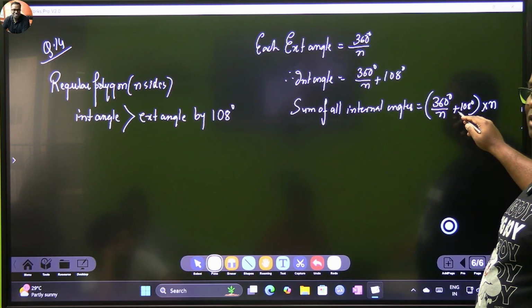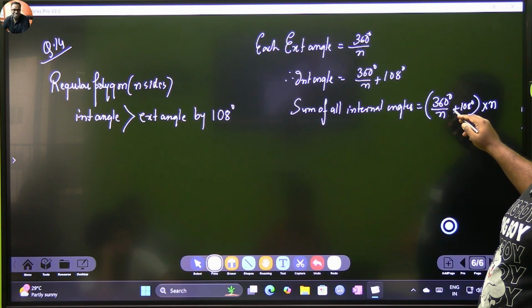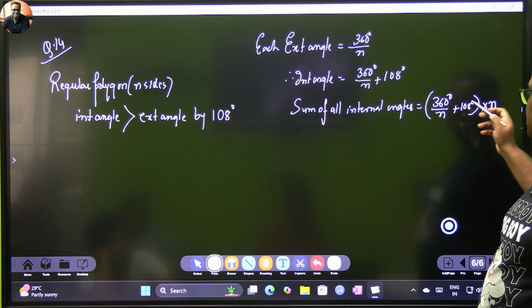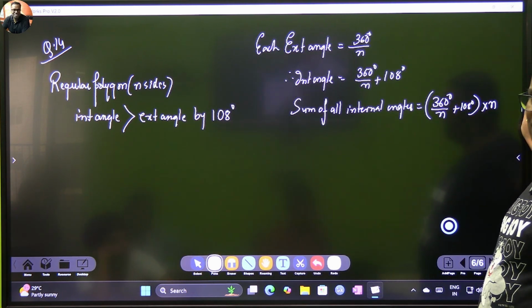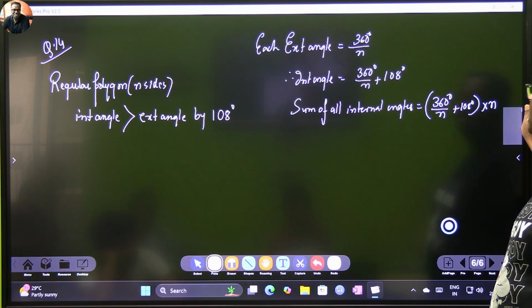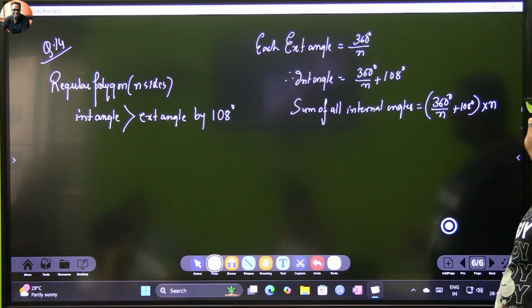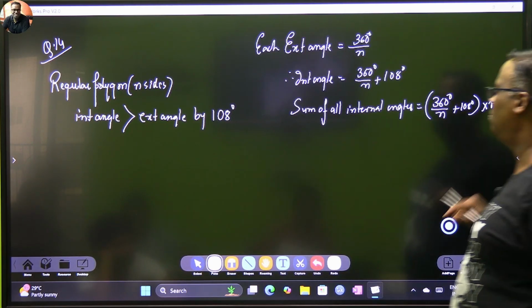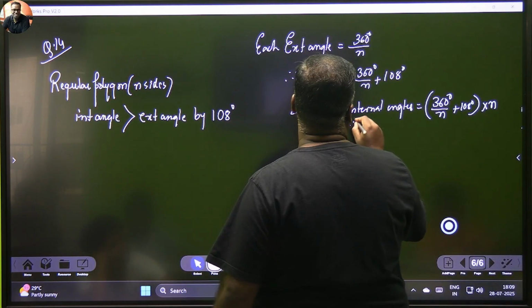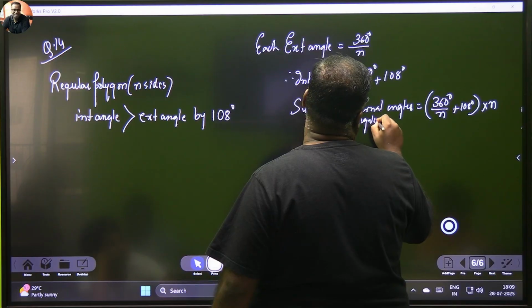If each angle of a regular polygon is 60, what is the sum of all angles? 60 into 3, 60 into the number of sides. Don't you think the sum of all the internal angles should be equal to each angle multiplied by n? Yes, it's regular, right? Sum of all internal angles. Now we'll use the word regular polygon.